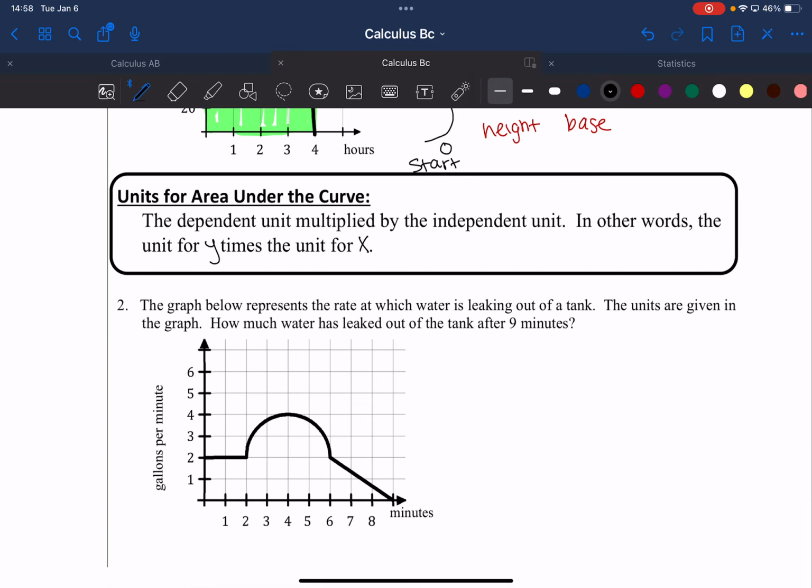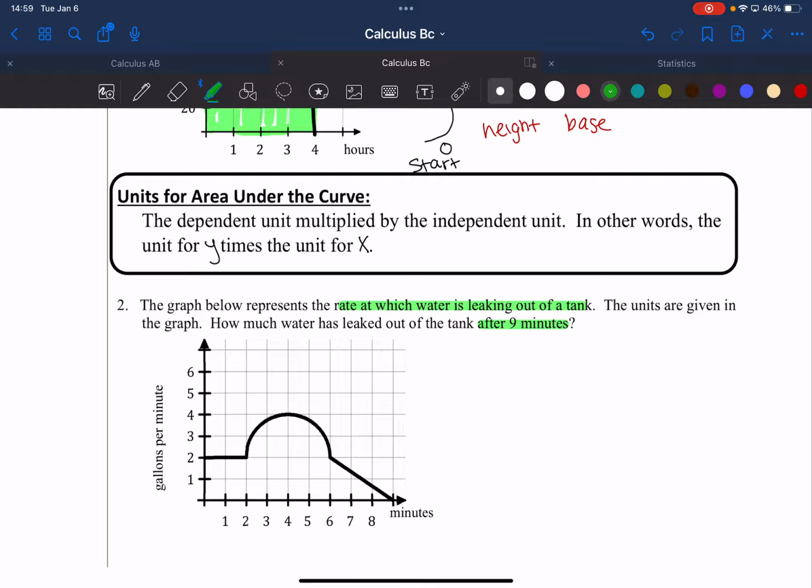Example 2 says the graph below represents the rate at which water is leaking out of a tank. So I would highlight that rate that it's leaking out of a tank. The units are given in the graph. How much water has leaked out of the tank after 9 minutes?